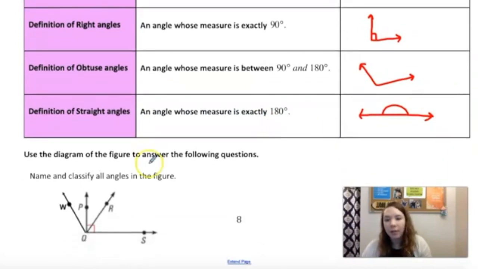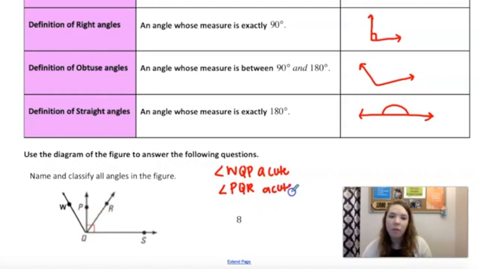Name and classify all angles in the figure. So let's start here with WQP. Angle WQP is less than 90 degrees, so it's acute. Then we can do PQR, which is less than 90 degrees and acute also. RQS, same thing, less than 90, so it's acute. I could also combine these two and have WQR. I believe that one is still acute.